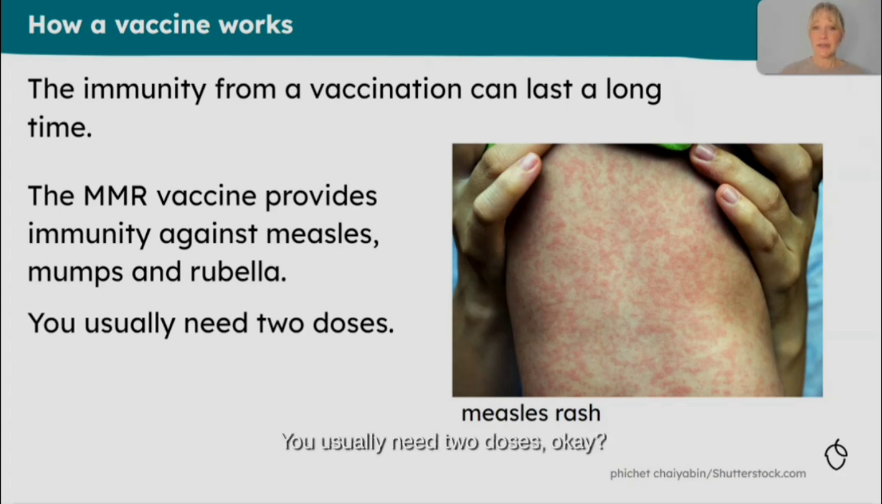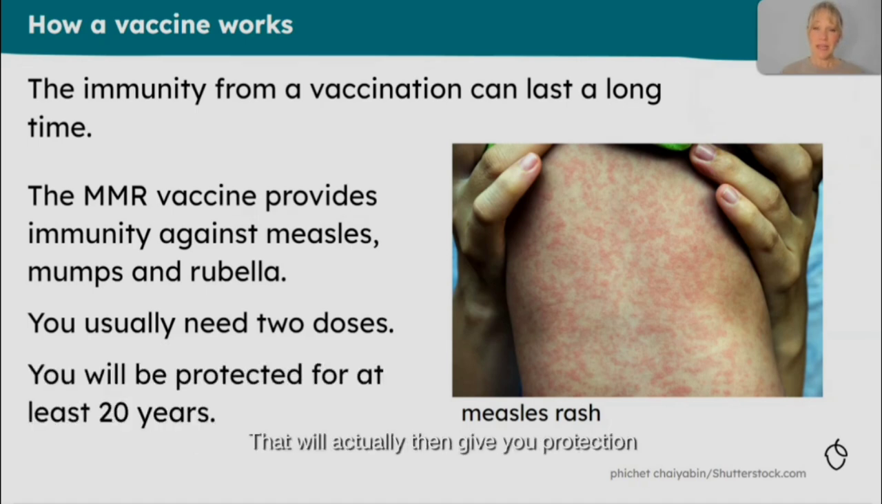You usually need 2 doses, okay, so you have one at first and then you wait a period of time and have another one to make sure that you have enough memory cells to last. That will actually then give you protection for at least 20 years against those different diseases. So well into your adulthood, protecting you in that very precarious time during childhood.